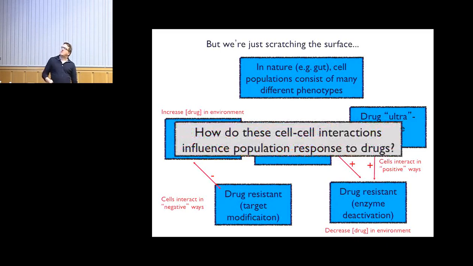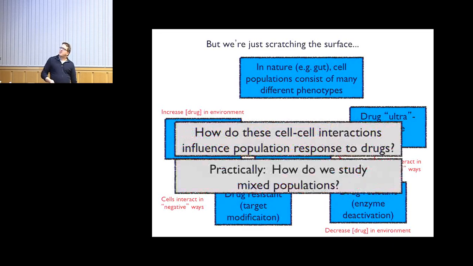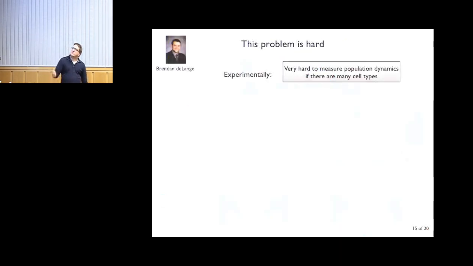One of them that I don't have time to really talk about, but I want to briefly mention, is a way that we've come up with to study mixed populations. So this is ongoing work. The idea is very simple. This is work that Brendan in my lab has done, so Brendan's here. It's very hard to measure population dynamics if there are many cell types, right? I mean, it's easy to measure if we just want to know the total number of cells. We just look at light scattering or something. We want to know how many of each cell type there are.